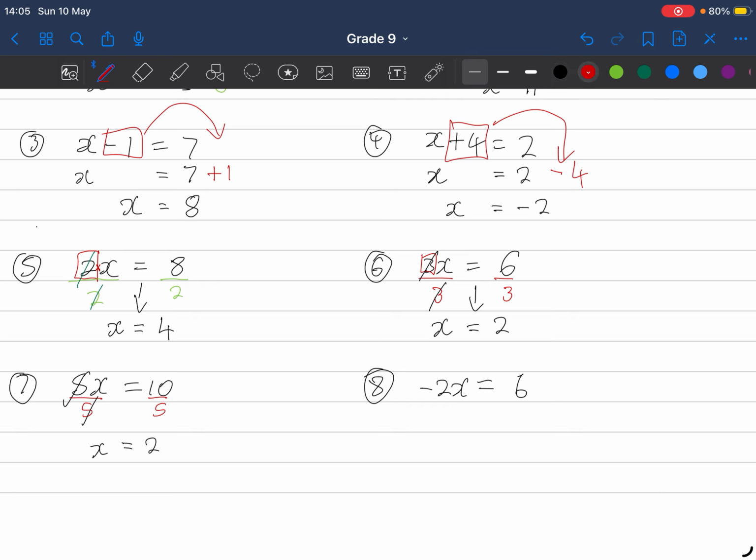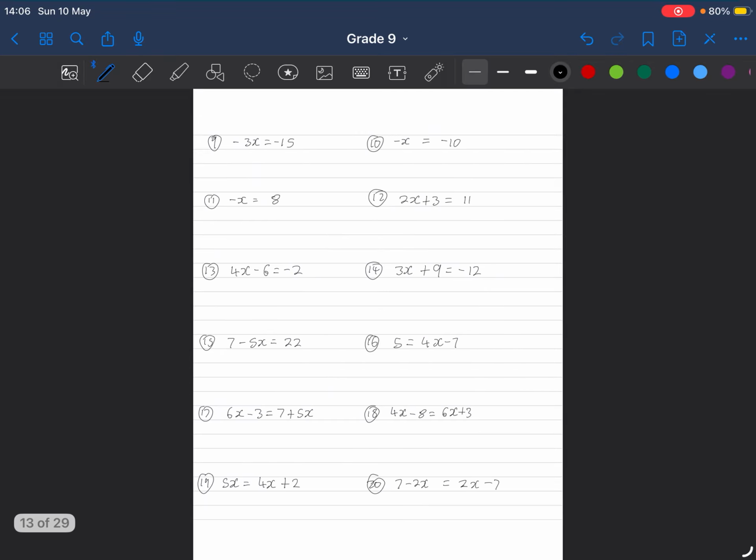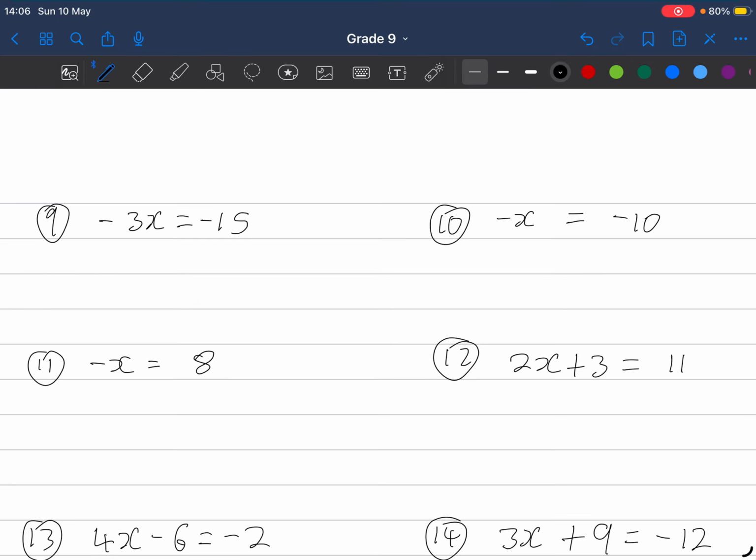Next one. Alright, so this time there's a negative here. Let's divide both by -2. Equals. The -2s cancel. x is equal to 6 divided by -2. Positive divided by negative is a negative. 6 divided by 2 is 3. Alright, let's carry on.